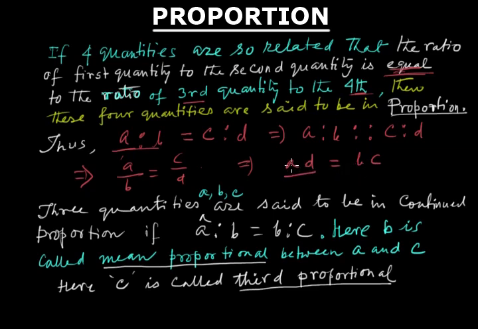The product of the first and the last are called extremes, and the product of the second and the third are called means. So this is the product of extremes, and this is the product of means.